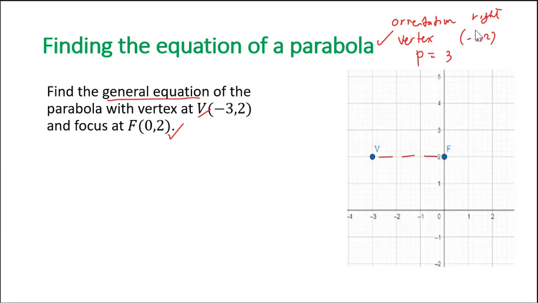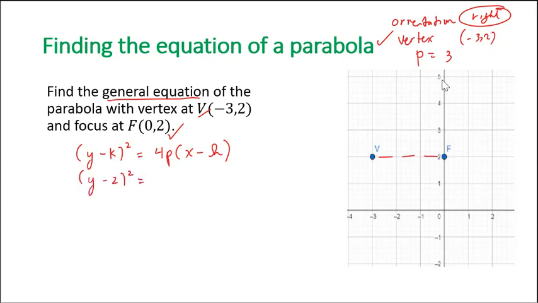So that means p is equal to 3. In order to write the general equation, we first write the standard equation of the parabola that is opening to the right side. If it opens to the right side, it is in the form y minus k squared is equal to 4 times p times x minus h. So the value of k is 2, so this will be y minus 2 quantity squared. The value of p is 3, so this will be 4 times 3 is 12 times the quantity of x minus negative 3. But minus negative 3 would mean x plus 3.